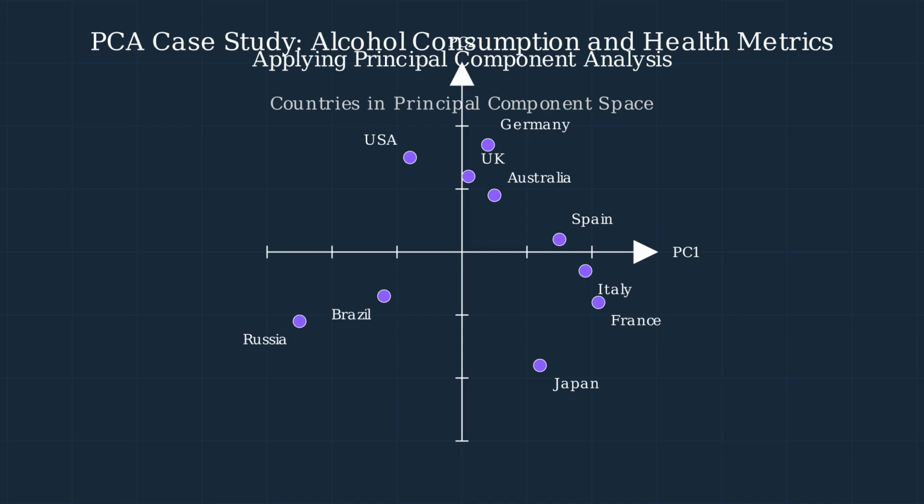Mediterranean countries like France, Italy, and Spain cluster together with high wine consumption and life expectancy. Russia stands out with high spirits consumption and lower life expectancy.